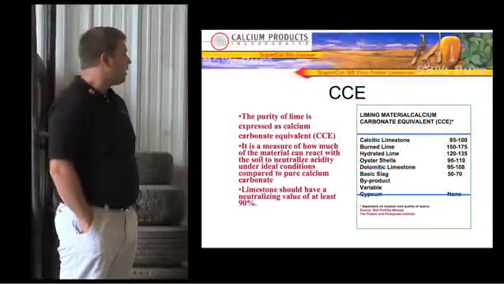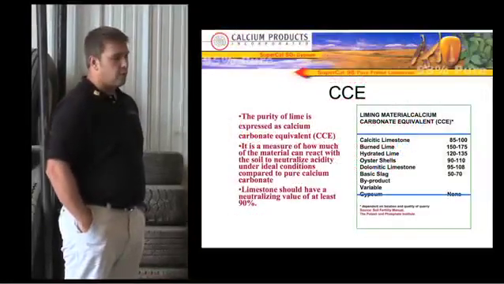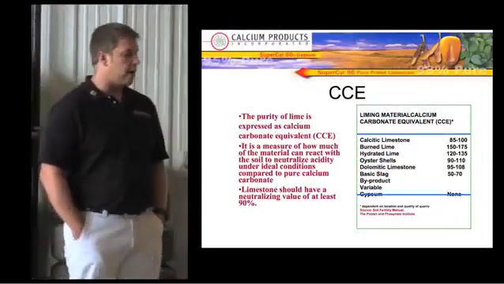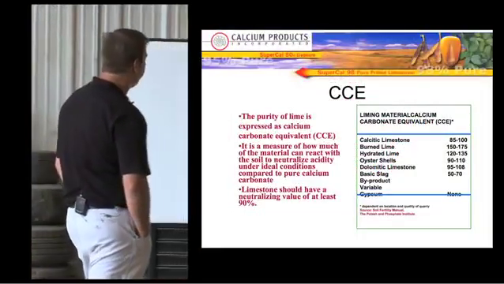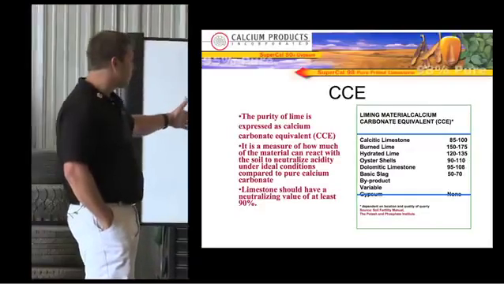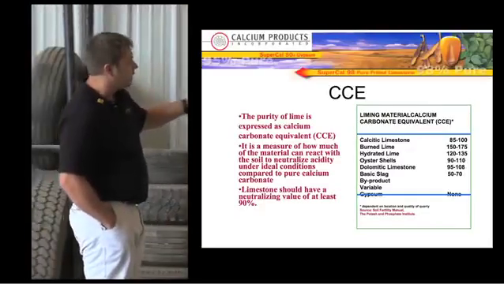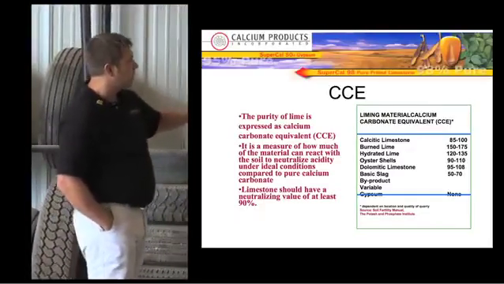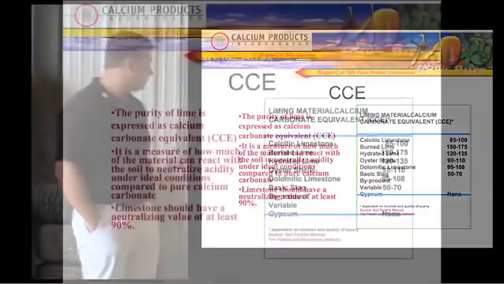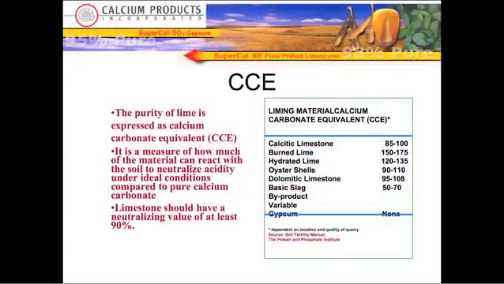One of the quality measurements for lime products is calcium carbonate equivalent. And different sources of lime materials have different calcium carbonate equivalents. One of the components of calcium carbonate equivalent is moisture. And how much moisture is in that product can make it more or less effective.